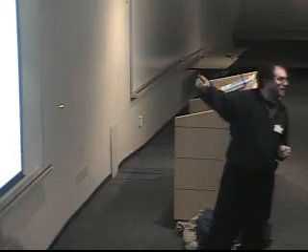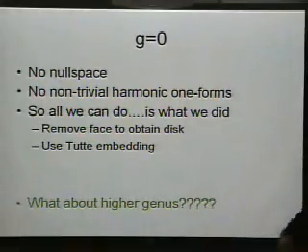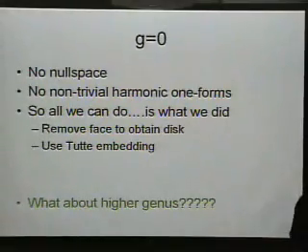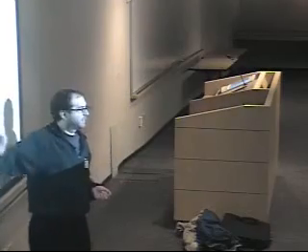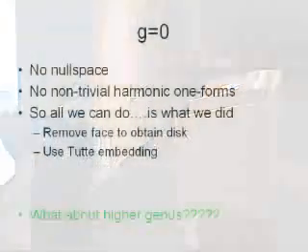Let's look at genus 0. No null space. There's nothing you can do. There are no non-trivial harmonic one forms. Non-trivial just means not putting 0 on every single edge. So I'm not going to say very much here. All we can do is what we already did, which is remove one face, and then now you have a disk, and run Tutte. I don't want to say anything more about this. Genus 0 is essentially not much you can do. We already talked about it. We actually did do cutting. All right. So that's genus 0.